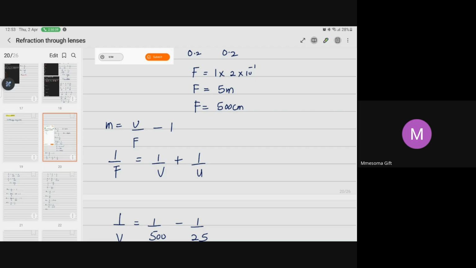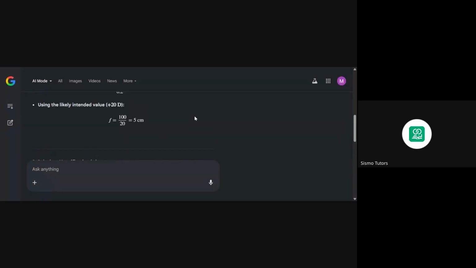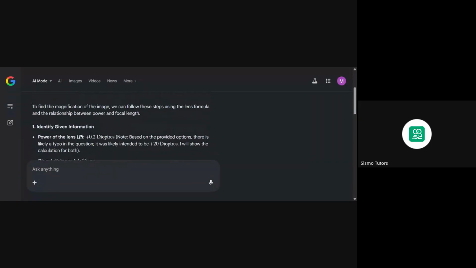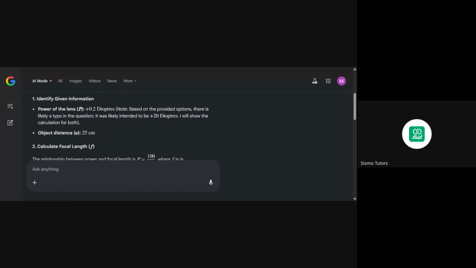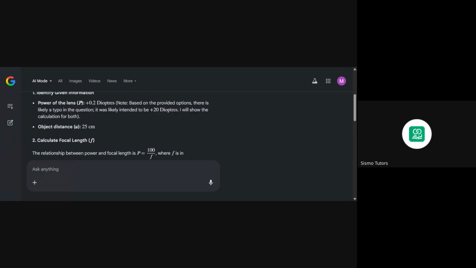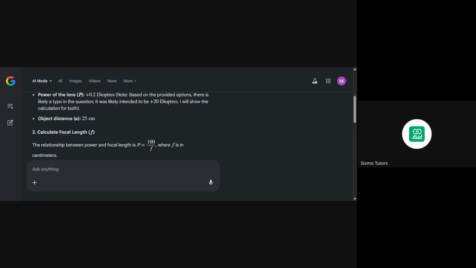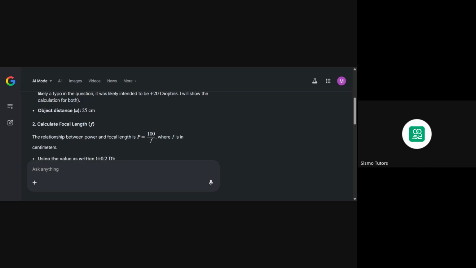The F should be 5 meters. Yes, the F is 5 meters. But what we need to convert is because of this very statement here. Calculate magnification. Scroll down. Based on the provided option, there is likely a typo in the question. So the options are wrong. You get the point now. That option is very wrong.